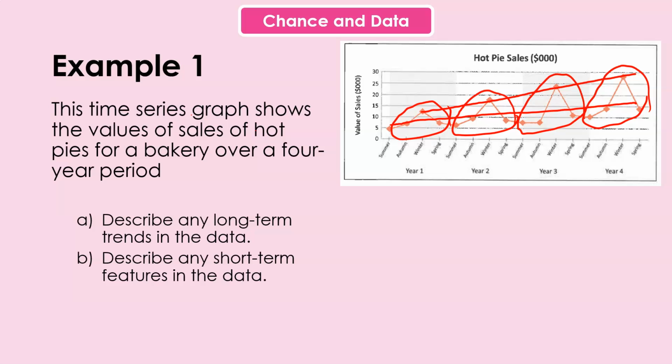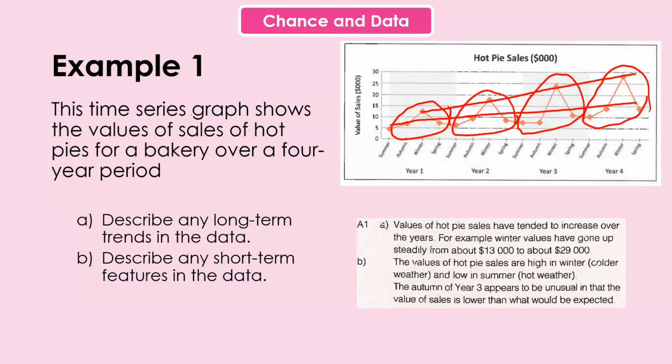The autumn of year 3 appears to be unusual in that the value of sales is lower than what was expected. So the key thing is to compare the different years. You can see year on year the peaks are getting higher and the troughs are flattening out as well. So there's a summary of those answers.